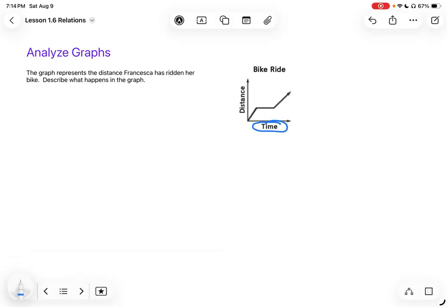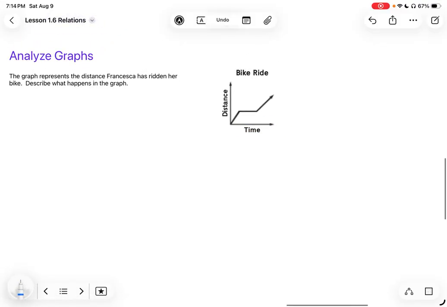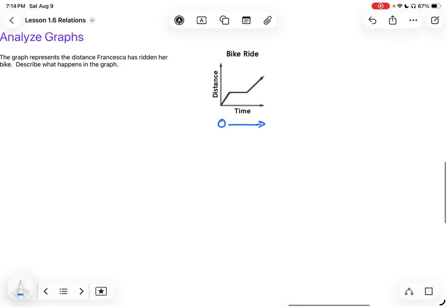Along the x-axis, we can see that we've got time. And so what we know is as we follow the graph from left to right, time starts at 0, and as we move across the graph, time is increasing. So time is going up as we move from left to right. And then on the y-axis, we've got distance, and the same thing's going to happen with distance. We start at 0, and as we move up the graph, distance is increasing.